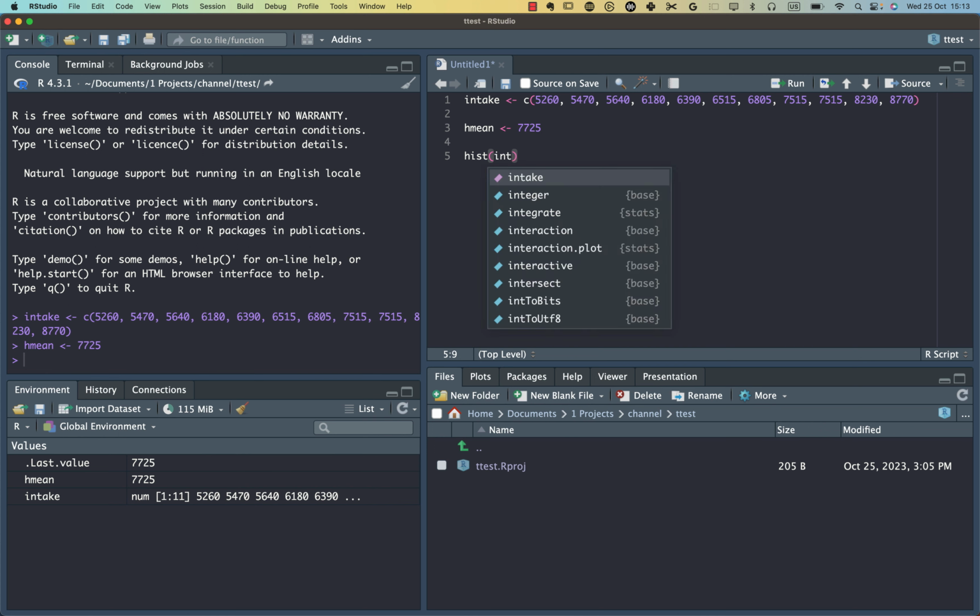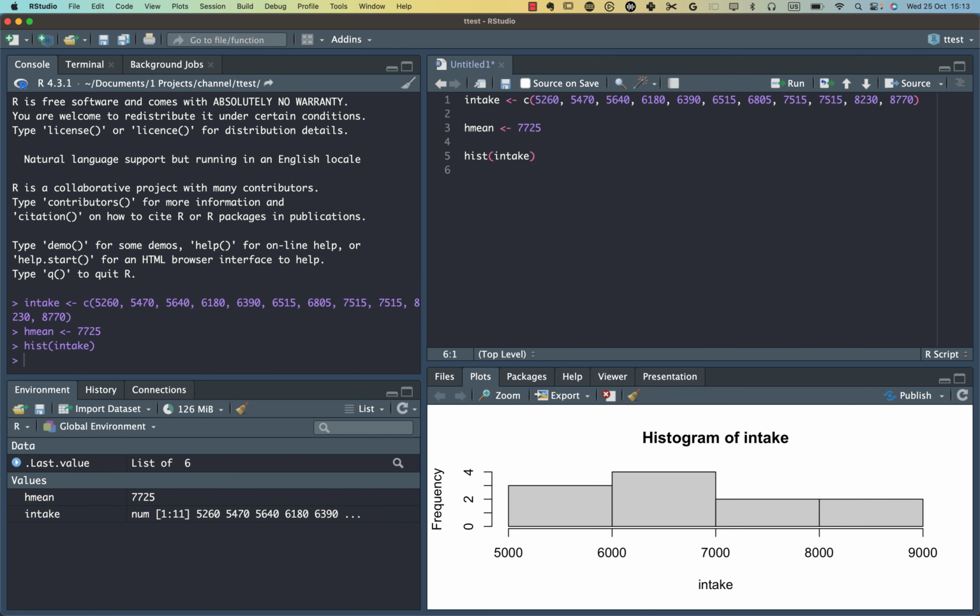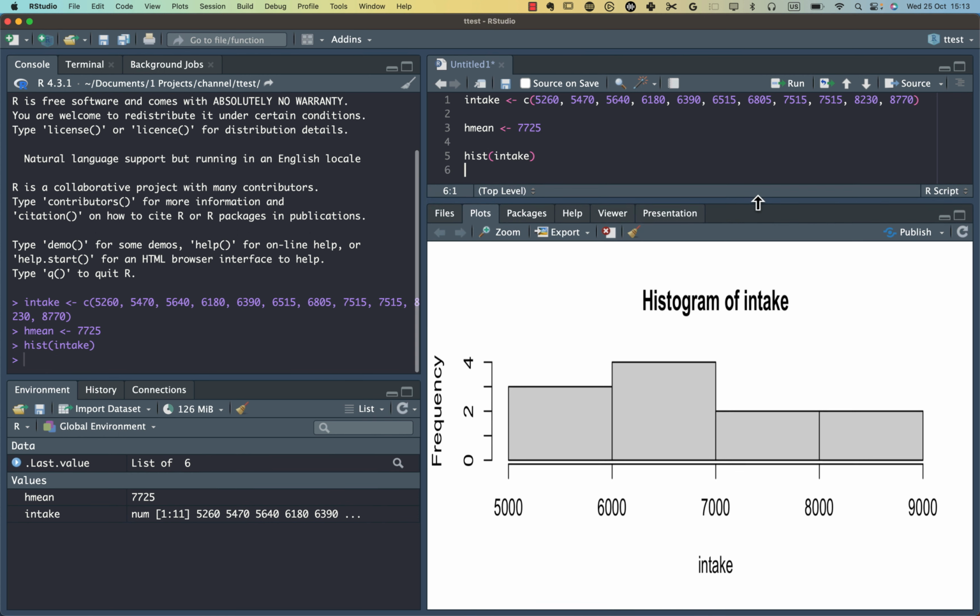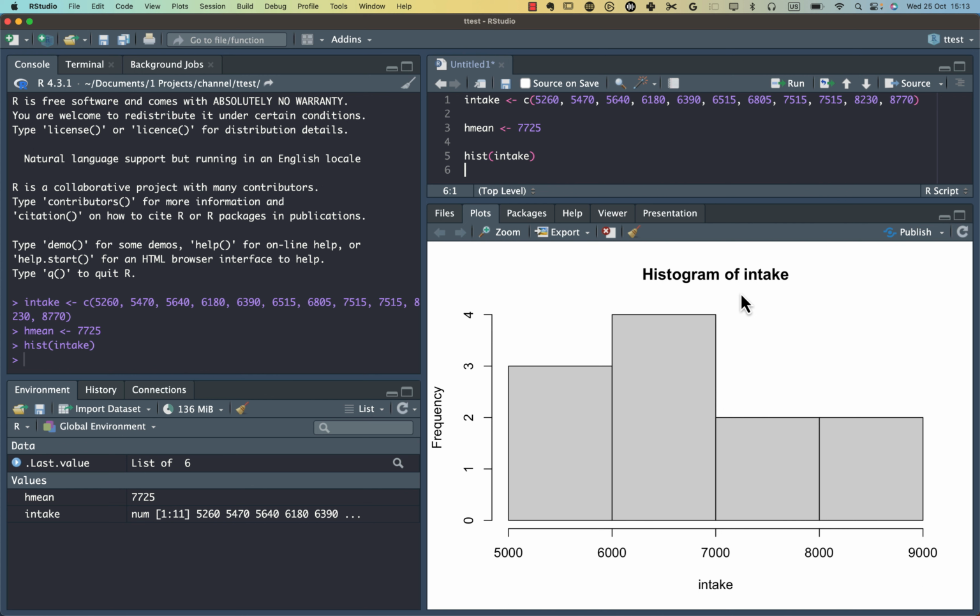I suppose you could plot the histogram of these. It doesn't tell you much, to be honest, because there are so few values. This could be drawn from a normal distribution, or maybe not. You don't really know, and you certainly cannot say anything about the mean.